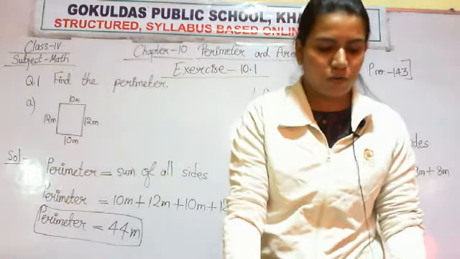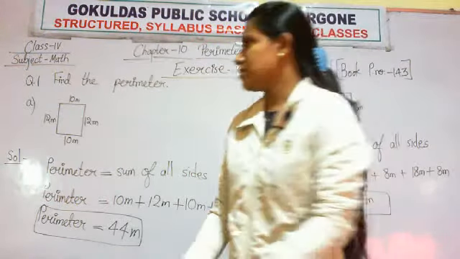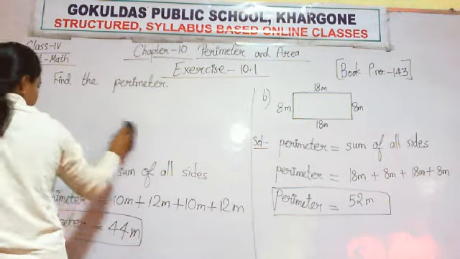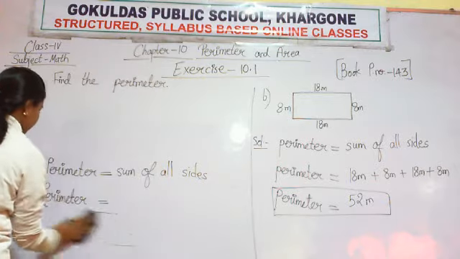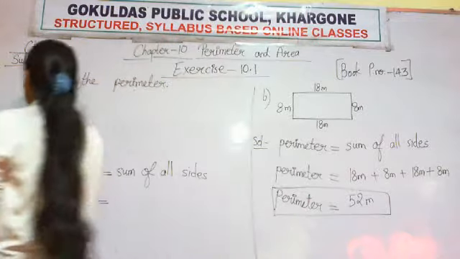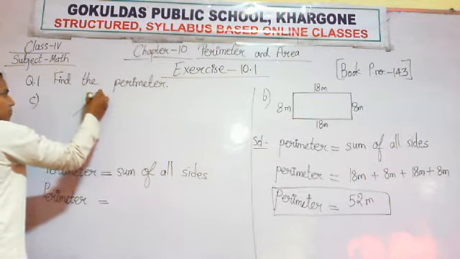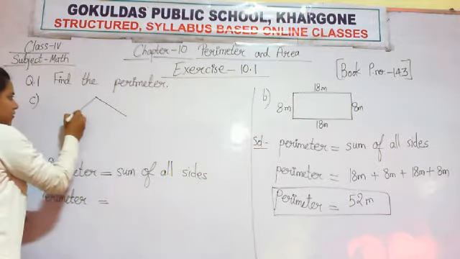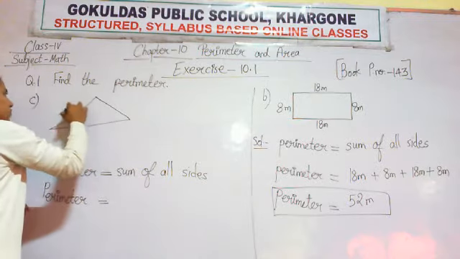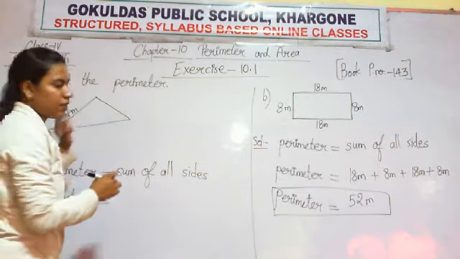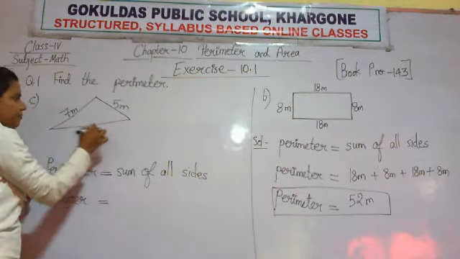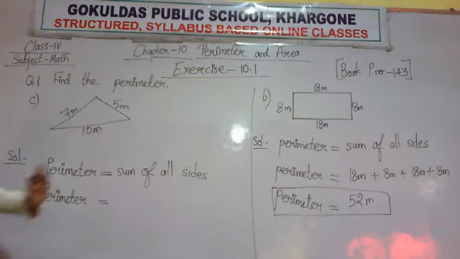One more question I am doing for you. That is question number C. Question number C, a triangle shape is given. This side is of 7 meter. This side given is 5 meter. And this side given as 10 meter. A shape is given like this. It is a triangular shape.